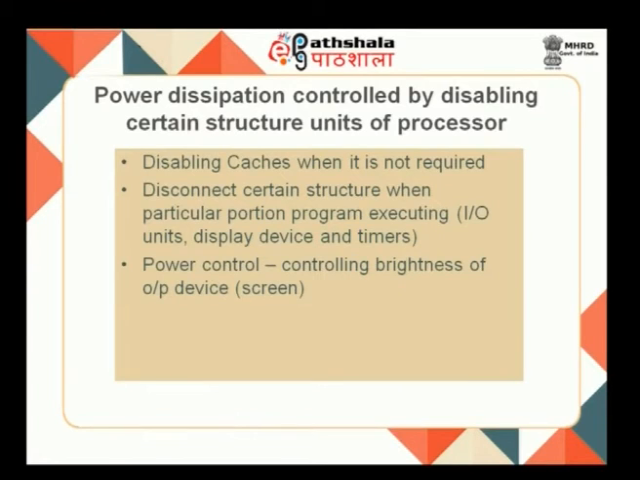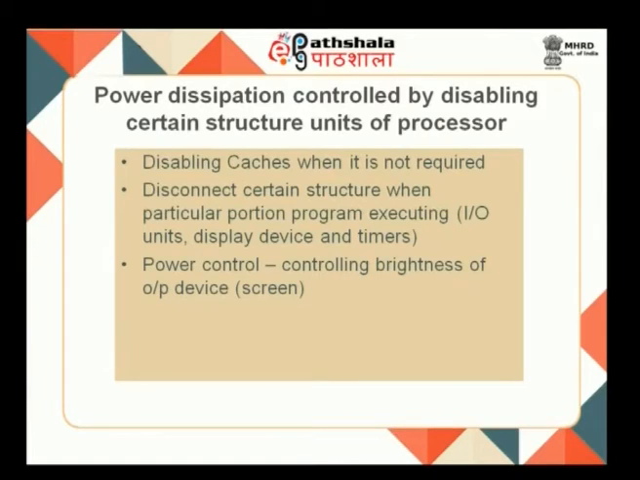So, your power dissipation is the same thing that has been discussed here. Disabling the caches when they are not required: the cache memory is disabled if I am not fetching data from it. Disconnect certain hardware when a particular portion of the program is executing, for example IO units, display devices, timers. If they are not in use, you can disconnect them and the code can be run. When needed, they can be enabled. That way the power requirement is reduced. Also, controlling the brightness of the screen: we know very well that reducing the brightness of the screen in turn reduces the power requirement. So, these are some practical things which will be implemented for reducing the power requirement.